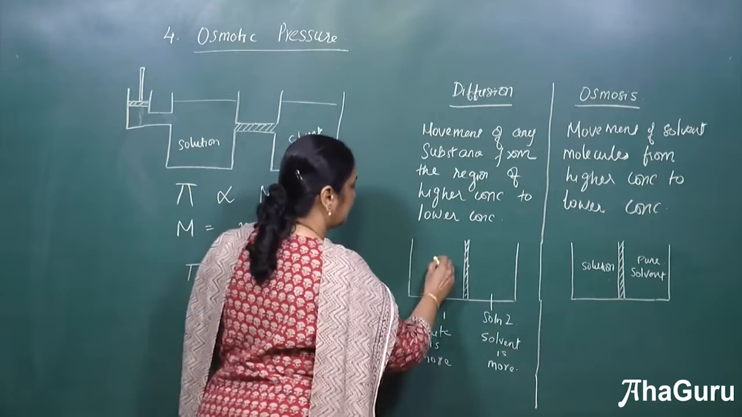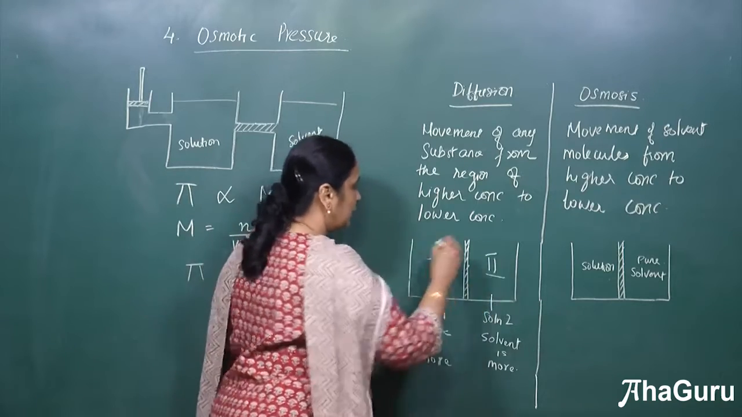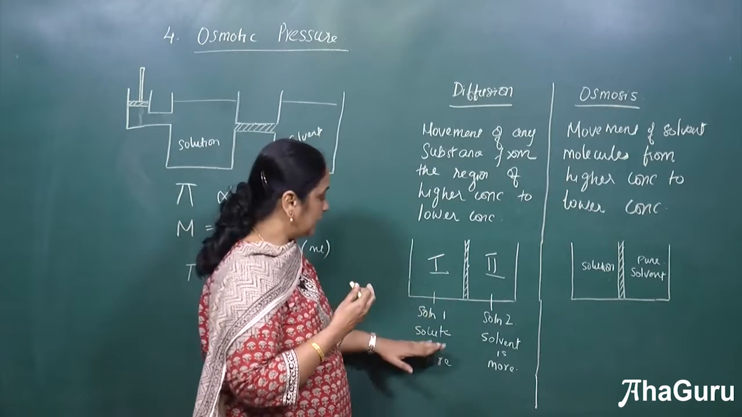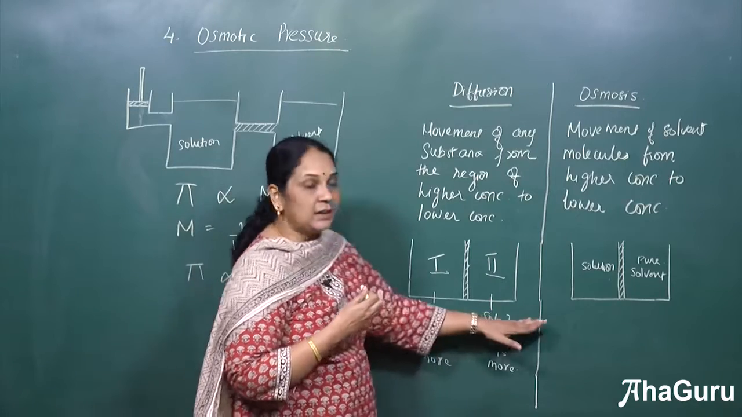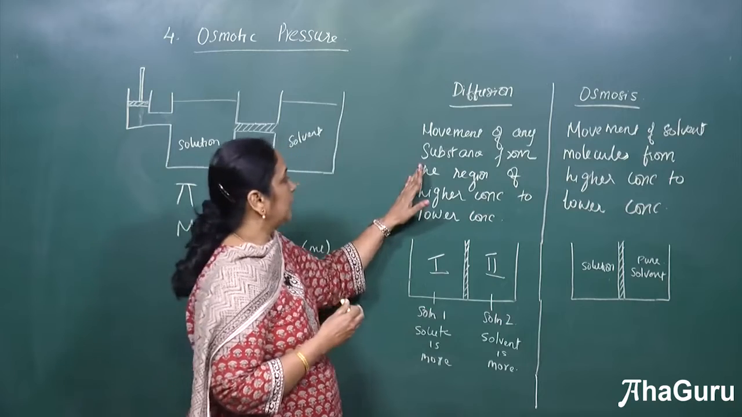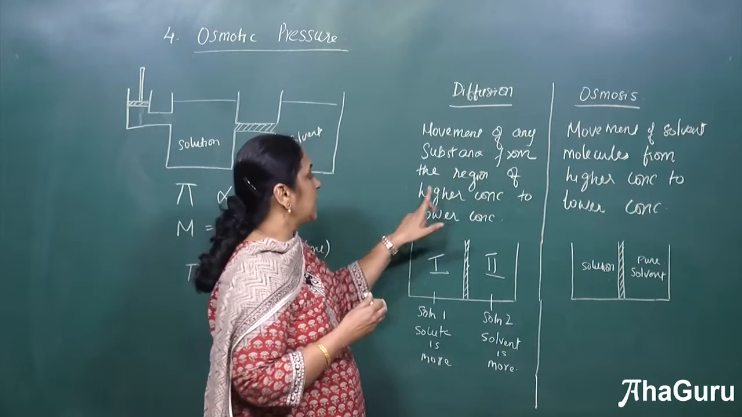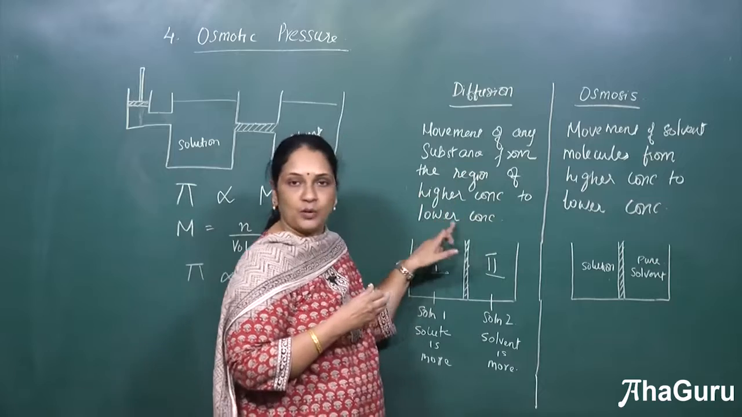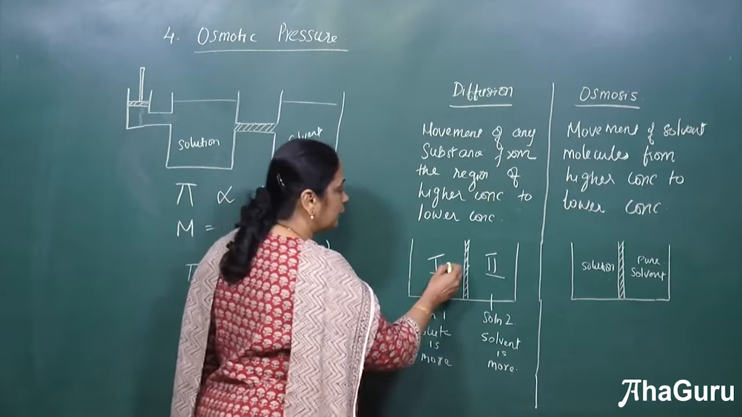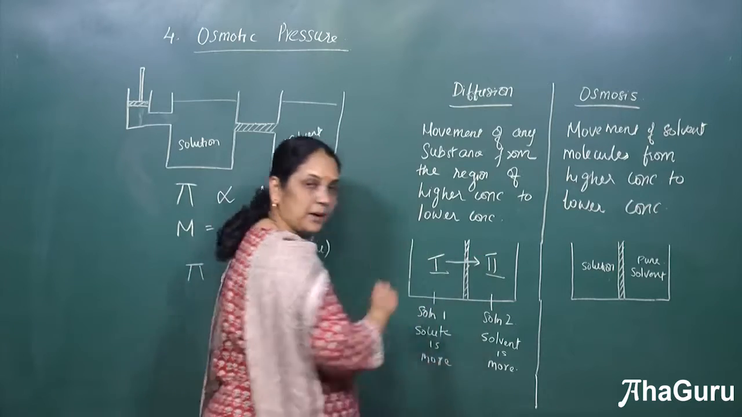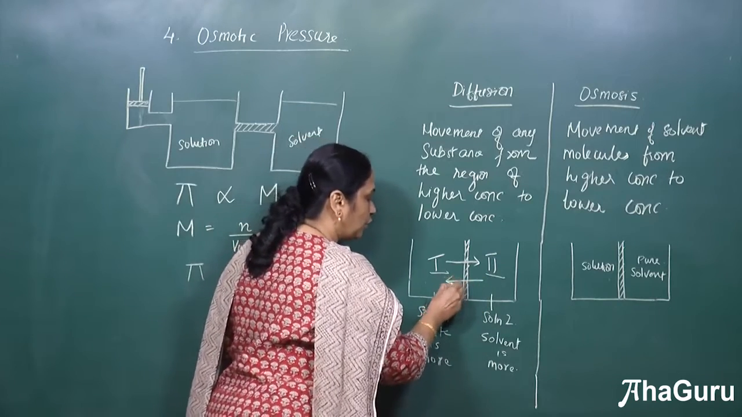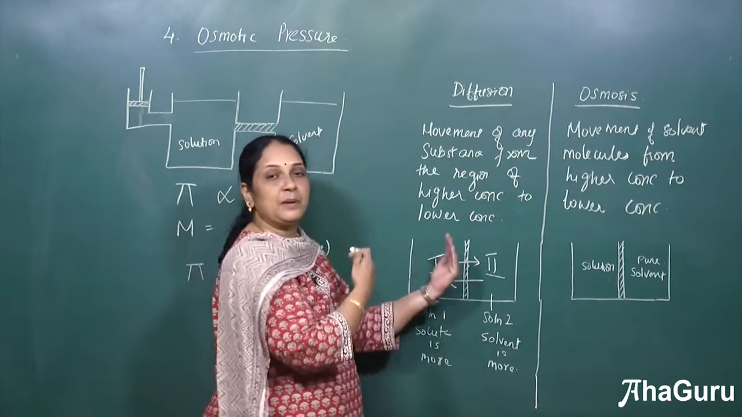Let us call this compartment 1 and this one 2. Compartment 1 has more solute, that is, the solute concentration is higher. Here the solvent concentration is higher, that is, solvent is more. Now diffusion is nothing but the movement of any substance from a higher concentration to a lower concentration. So what does that mean here? Here the solute particles will move from compartment 1 to compartment 2 and the solvent molecules will move from compartment 2 to 1. So there will be movement on both sides.